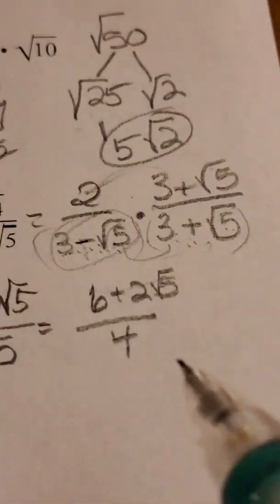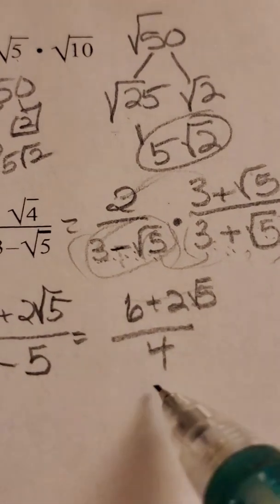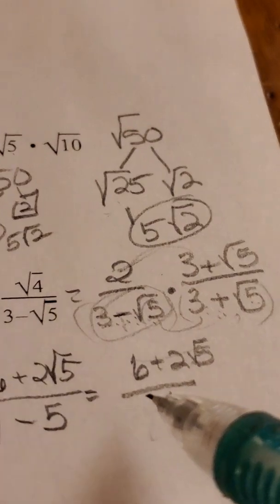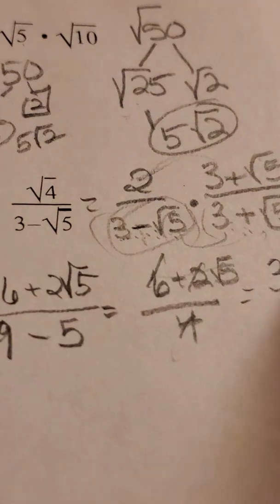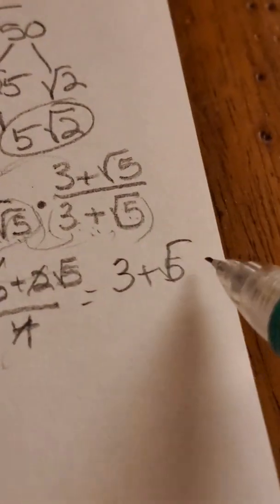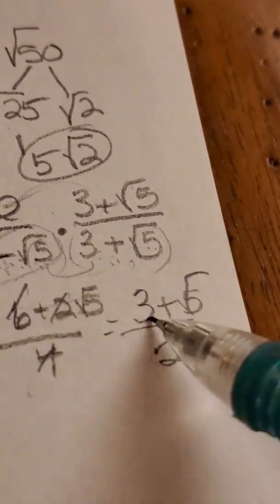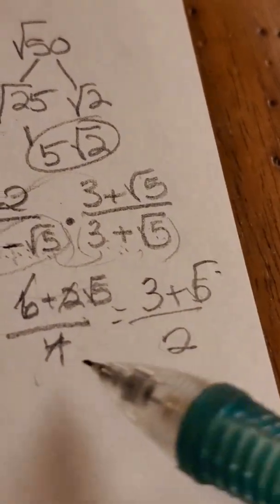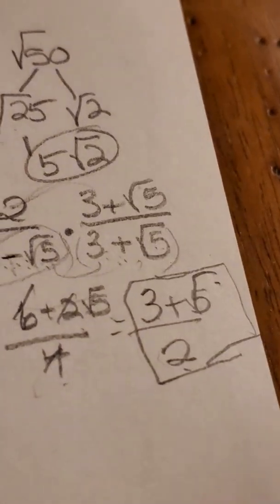If you look at all three of these, the 6, the 2, and the 4, those are all multiples of 2. So we can factor a 2 out of each one of those numbers. If we do that and take 2 out of all these, we'd have 3 plus the square root of 5 over 2. So I divided the 6 by 2 and got 3. Divided the 2 square root of 5 by 2 and got square root of 5. And the 4 divided by 2 is 2. So 3 plus square root of 5 over 2.